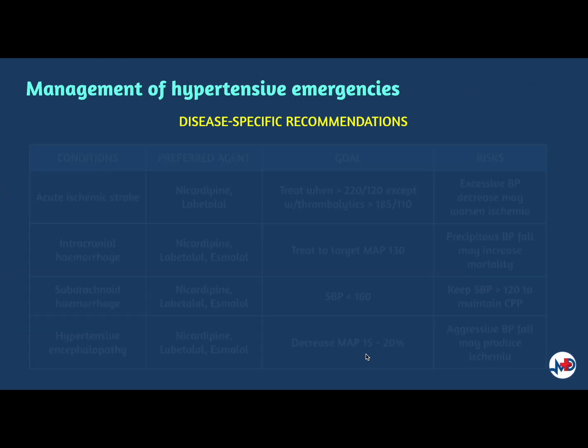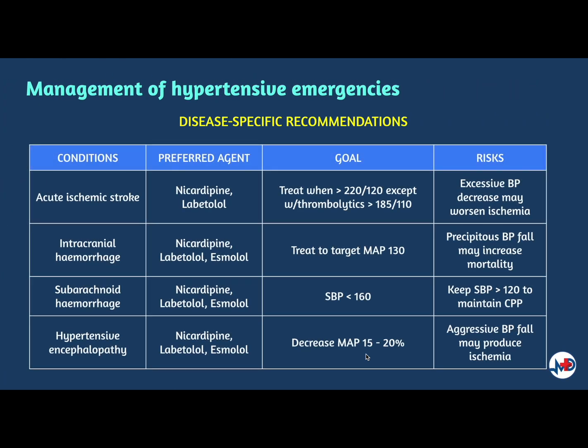Let's look at disease-specific recommendations. So for acute ischemic stroke, treat when the blood pressure is more than 220 systolic over 120 diastolic, with exception with thrombolytics given as long as the blood pressure is above 185 over 110. For intracranial hemorrhage, treat the blood pressure to target at a mean arterial pressure of 130 because a significant drop in blood pressure may increase mortality.